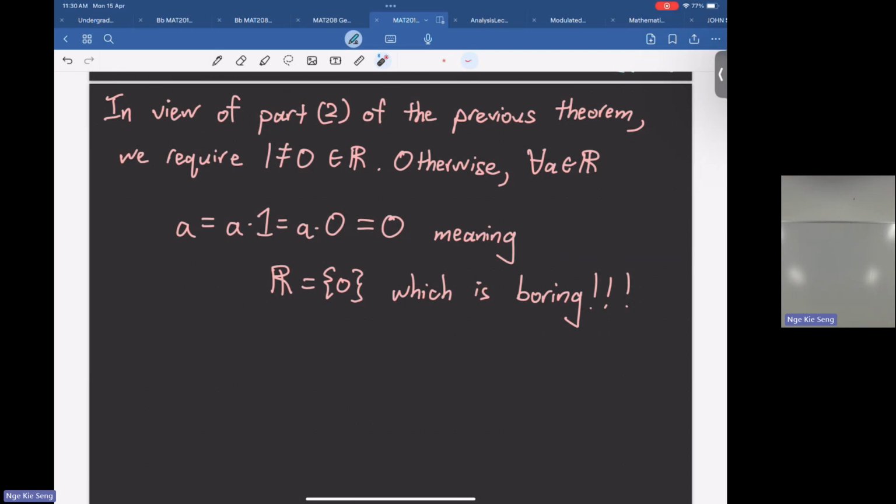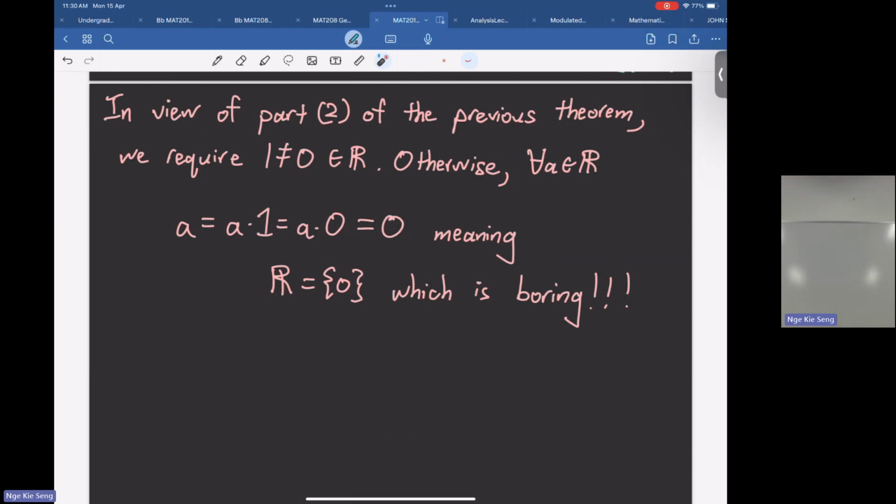1 is the thing that acts like an identity under multiplication. 0 acts as an identity under addition. So if you say that 1 equals 0, what will happen? You take any real number, you start with any real number, anything in my set of reals. I don't know what the thing is.